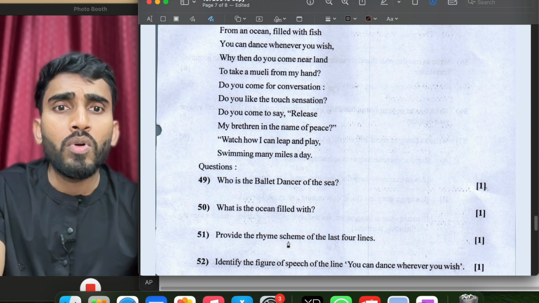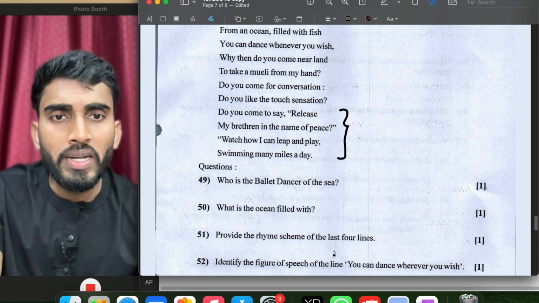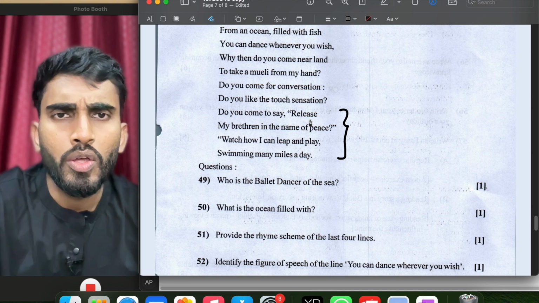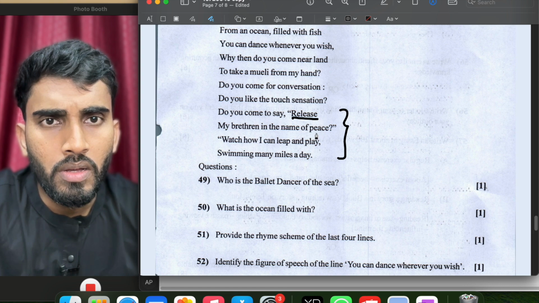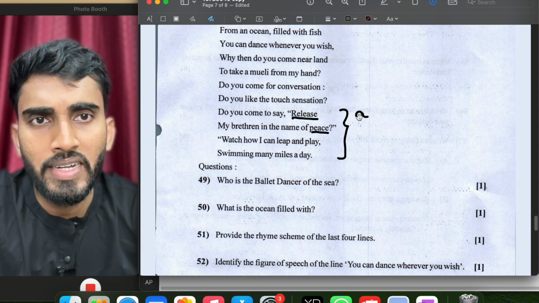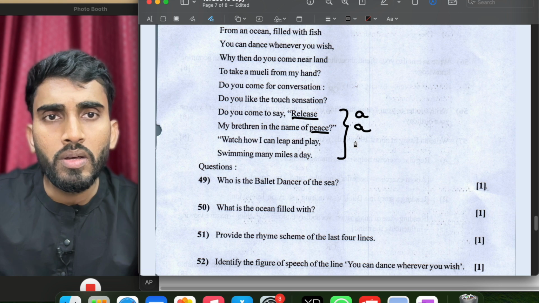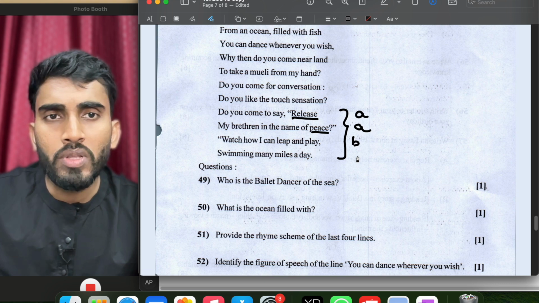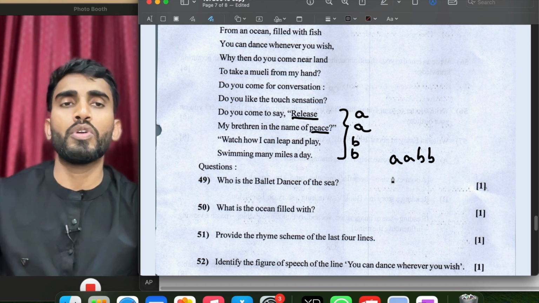Provide the rhyme scheme of the last four lines. Here are the last four lines. We have to provide the rhyming scheme. So, what is the rhyming word here? Release and peace are rhyming with each other. So let us say we write A for release and then we'll write A for peace also because they have the same rhyming sound. Then play is a new word which is not rhyming with these two words. So we'll write here B. Play and day are both rhyming with each other. So the rhyming scheme is A, A, B, B. That is how you have to decide the rhyming scheme.